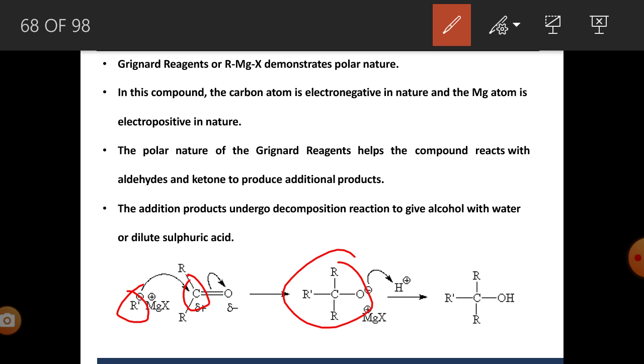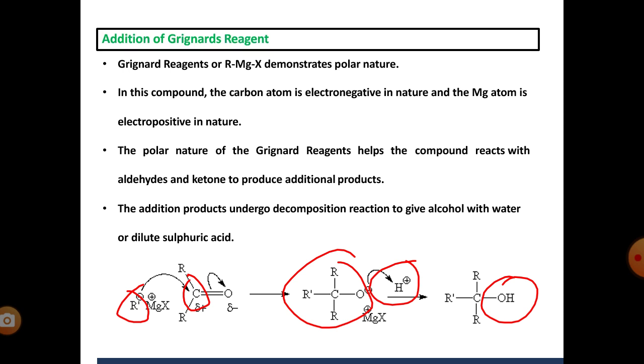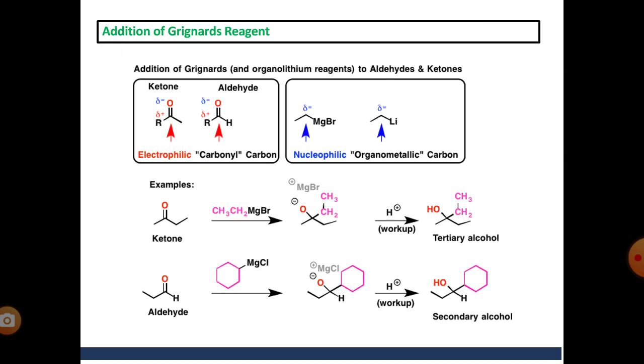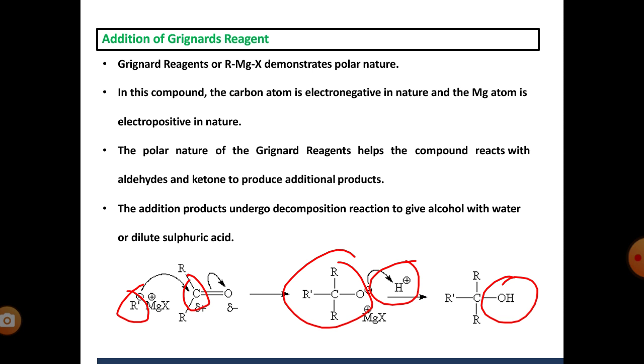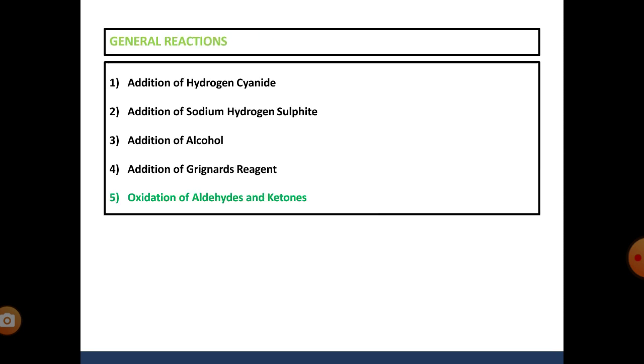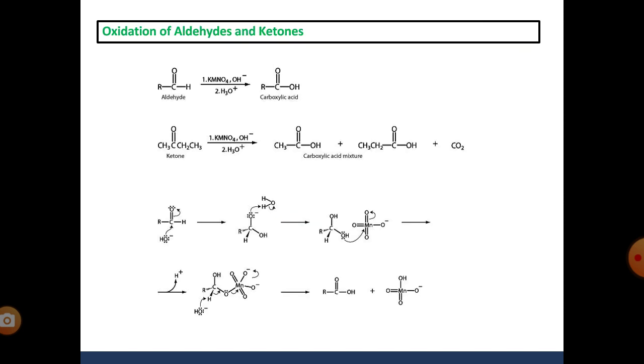So with the help of water molecule, H plus ion can attack this electron rich oxygen and it is converted into alcohol. Here we can use dilute sulfuric acid. So this is the reaction with Grignard reagent. This is a common method for alcohol synthesis that we have studied during alcohols. So addition of Grignard reagent, and the last method is oxidation of aldehyde and ketone.